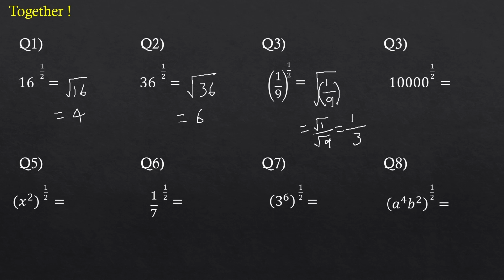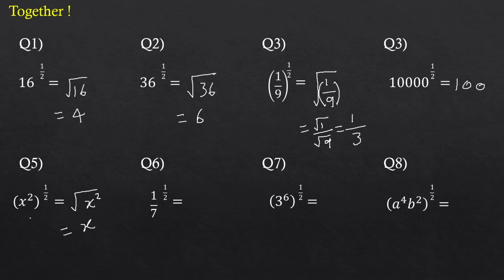How about 10,000 to the power of 1 over 2? So a number that becomes 10,000 when it's squared, if you think in an opposite way. That's 100, right? Now, question 5. X to the power of 2 to the power of 1 over 2. So this is like square root of x to the power of 2, right? That should just be x, because we're canceling this 2 with the square root, right?